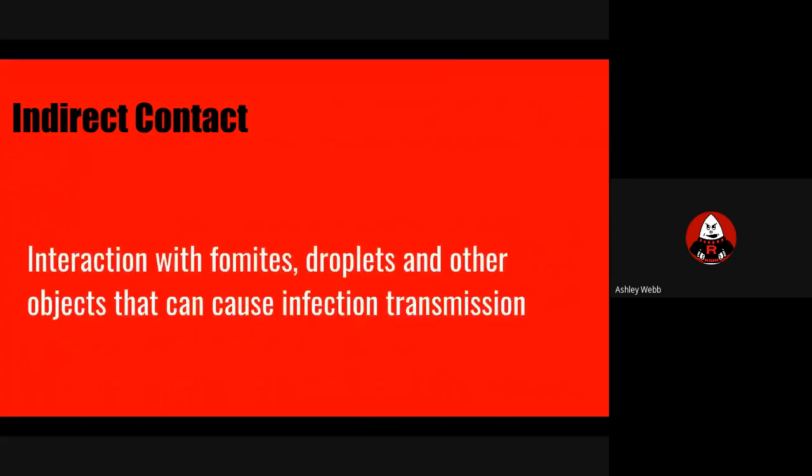Indirect contact. Okay, we talked a little bit about that. It's interaction with fomites, droplets, or objects that can cause infection transmission. So touching objects, other objects, okay? Not necessarily touching the patient directly or having the patient cough or sneeze on me directly, but touching something that they have touched and then they've walked away.